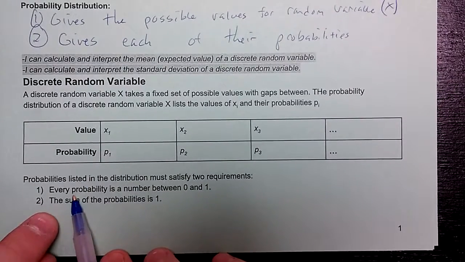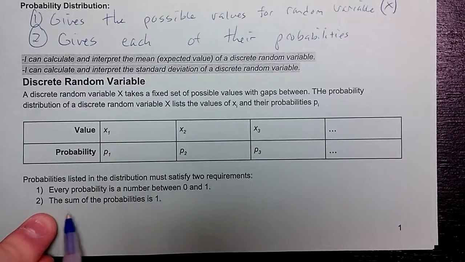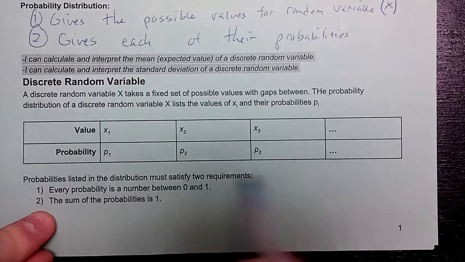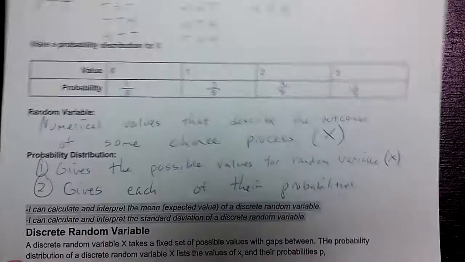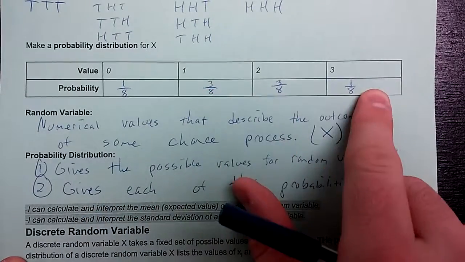The 2 rules. Every probability that's listed here must be between 0 and 1. And we've already talked about this, but the sum of the probabilities, all of them together, have to add up to 1. That's why these 4 add up to 1, showing its legitimacy. 1/8, 3/8, 3/8, and 1/8 adds up to 1.